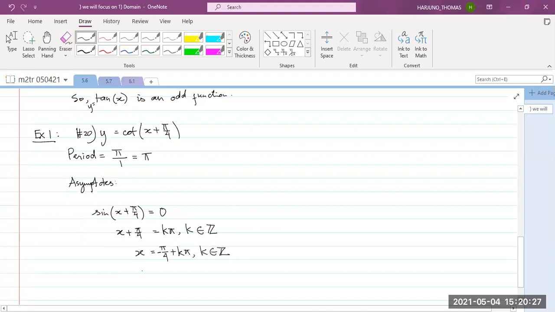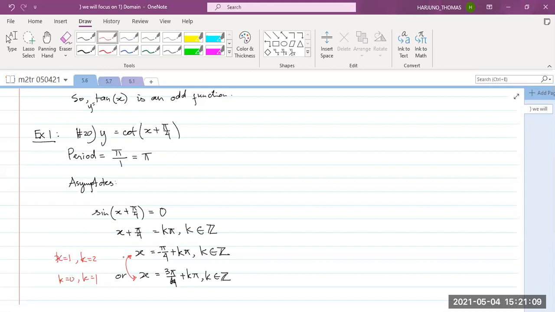Of course, this statement is equivalent to 3 pi over 4 plus k pi. See, when k equals 1 here, you get 3 pi over 4. When k equals 1 here, it's the same as when k equals 0 here. When k equals 2 here, it's the same as when k equals 1 here. So these two statements are the same. It gives you exactly the same list of x's. So the key is you need to memorize when sine of blah equals 0.